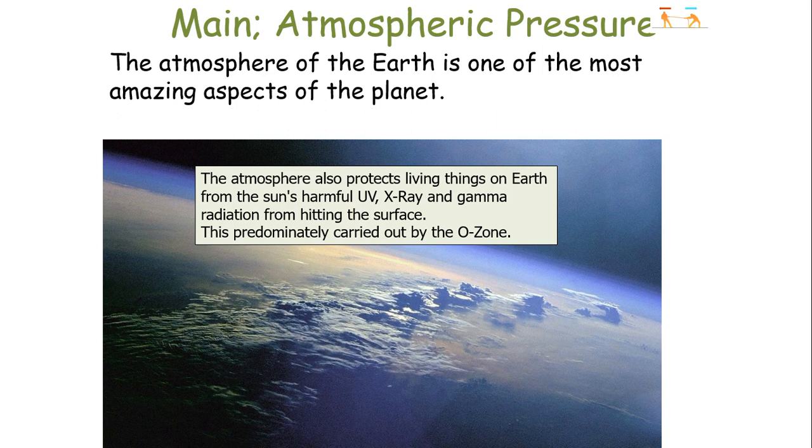Now, the atmosphere is also very, very useful because it protects living organisms on the Earth from the sun's harmful ionizing radiation, which is the high frequency part of the electromagnetic spectrum, which includes ultraviolet, X-ray, and gamma radiation. Now, organisms can get skin cancer or general cancer from these types of electromagnetic radiation. Predominantly, the part of the atmosphere which will absorb these parts of the radiation and not allow them to hit the surface is the ozone layer.